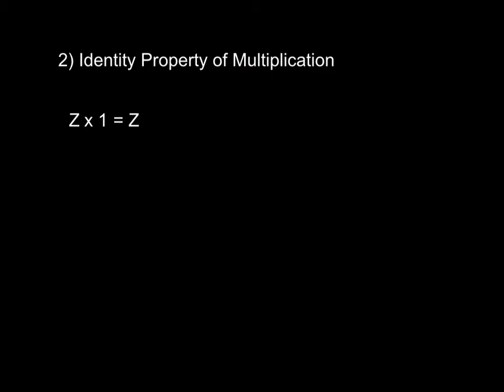Let's go ahead and check out a couple more examples. Next one, 4 times 1 equals 4. Same thing, no big deal. Anytime I multiply by 1, I will get the same number I started with. Identity means just staying exactly the same.